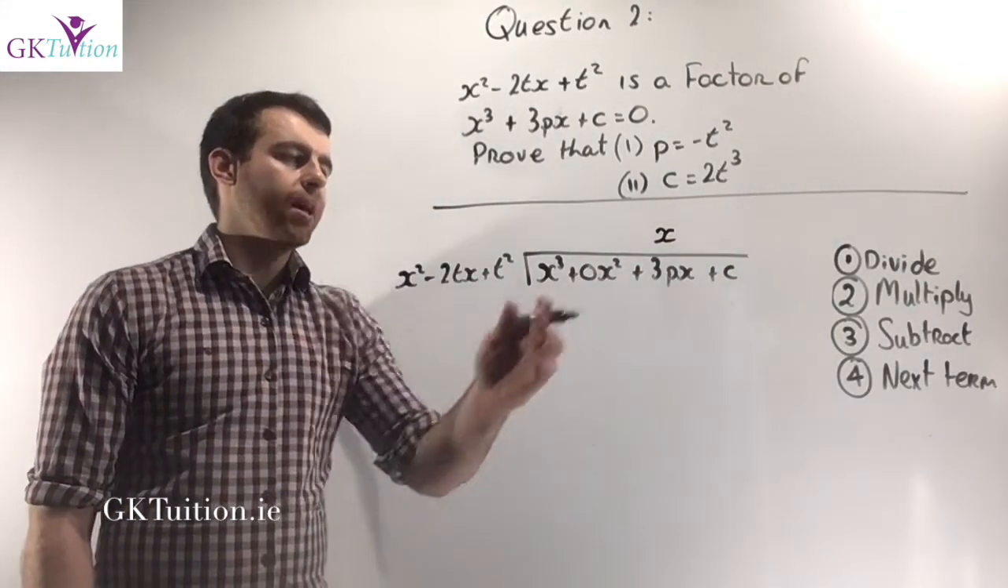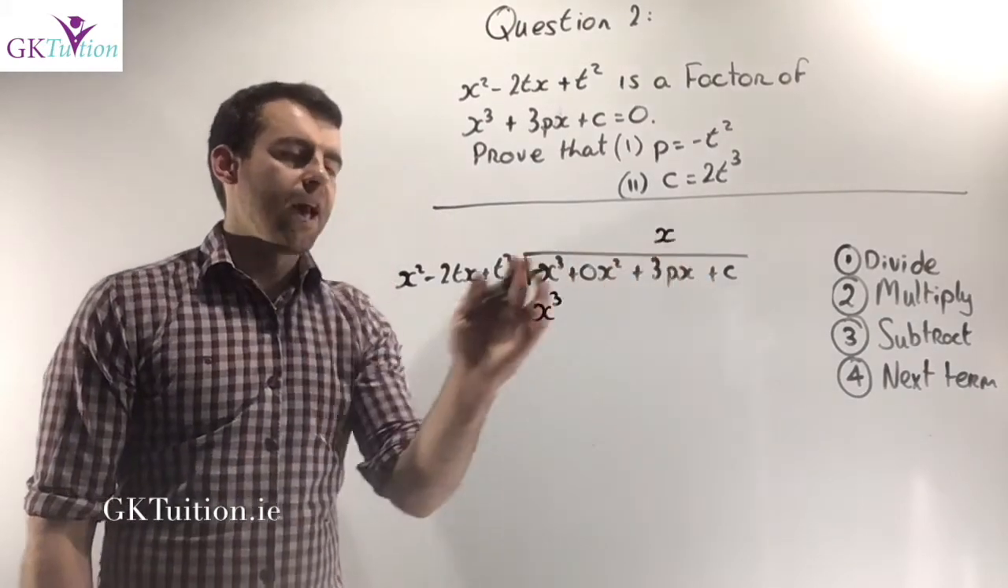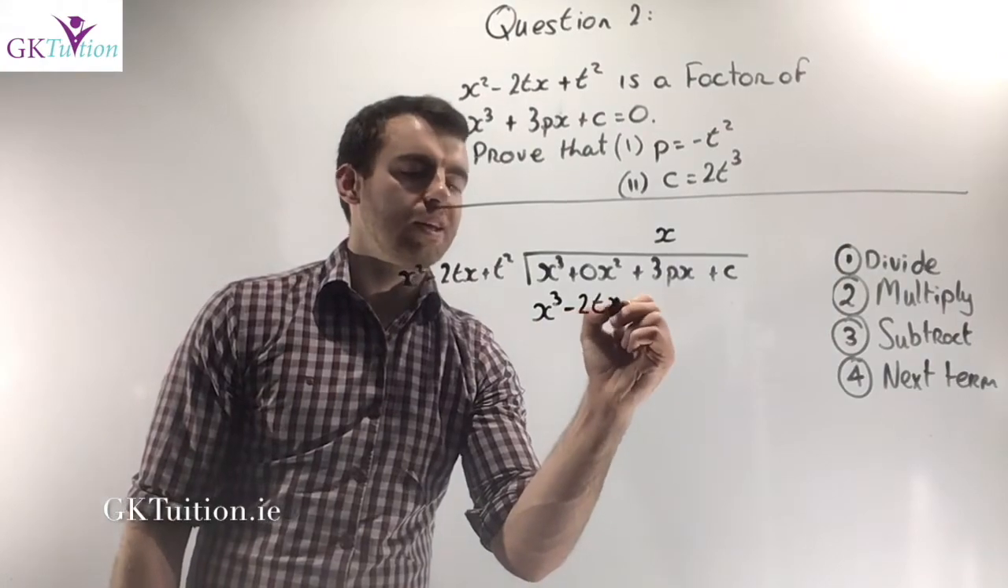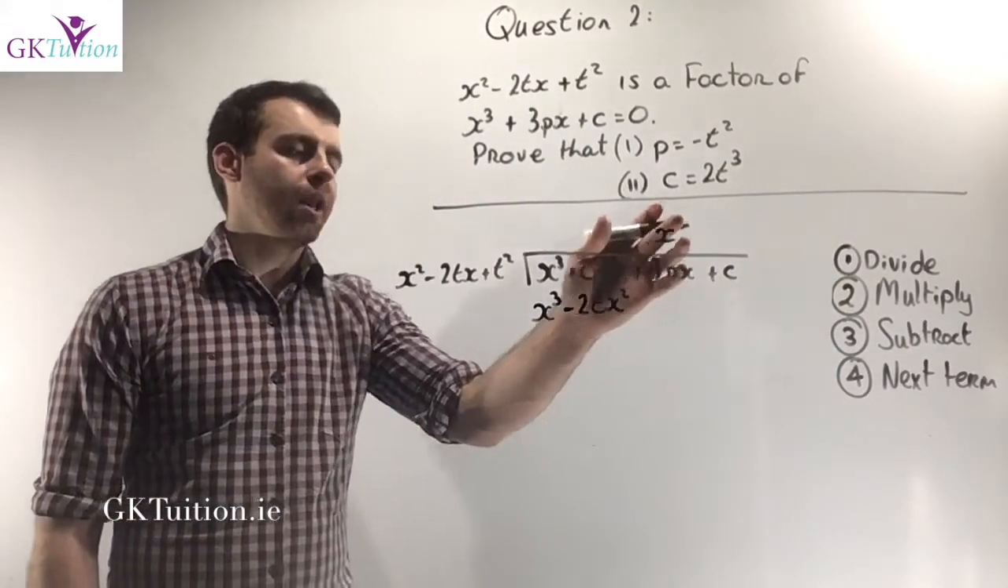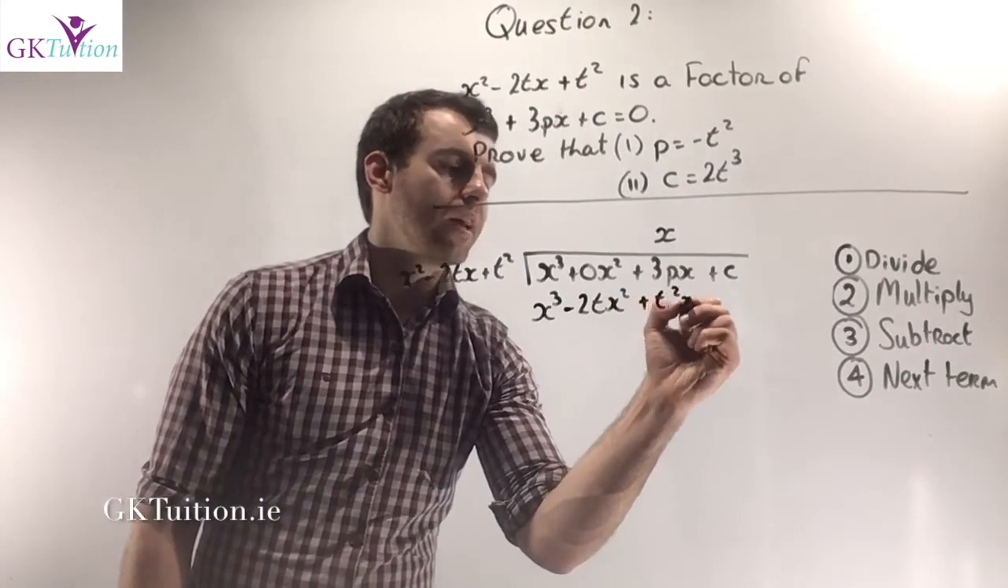Then I'll multiply x by x squared, which gives me x to the power of 3. x by minus 2tx gives me minus 2tx squared, while x times t squared is going to give me t squared x.